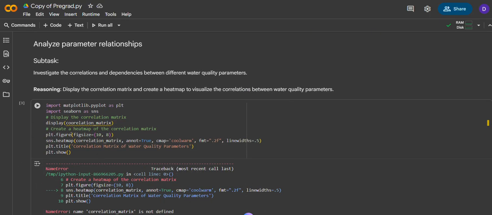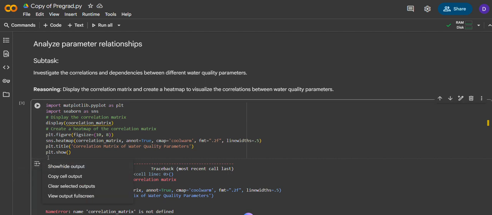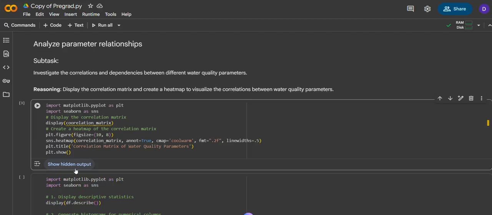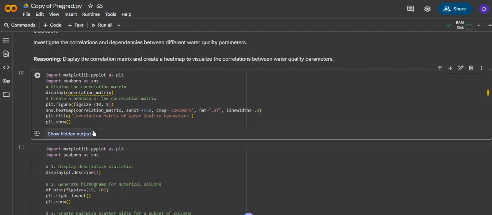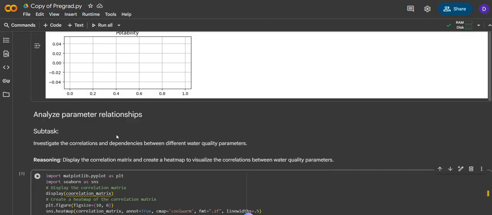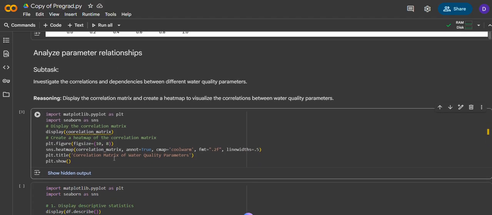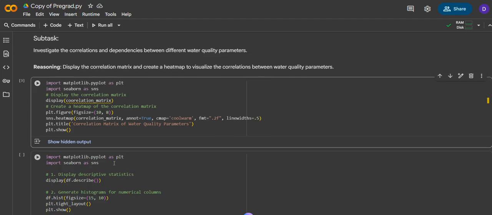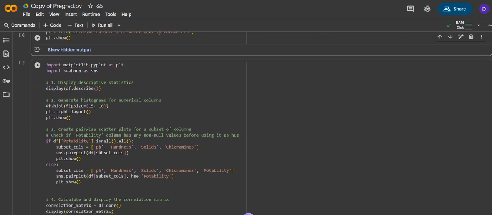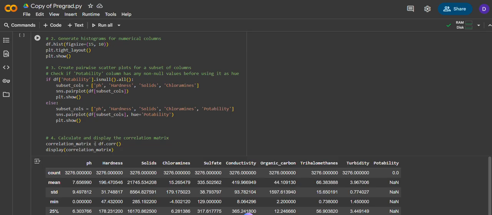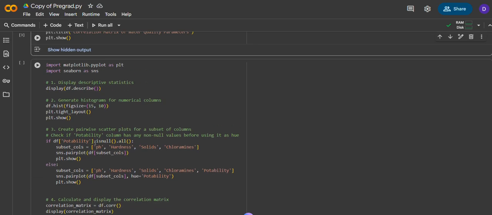Next, explaining and analyzing the various parameters. Actually, this part contains some error. That's why we were unable to show it. Now, this part is also just a repetition of how we have used it.